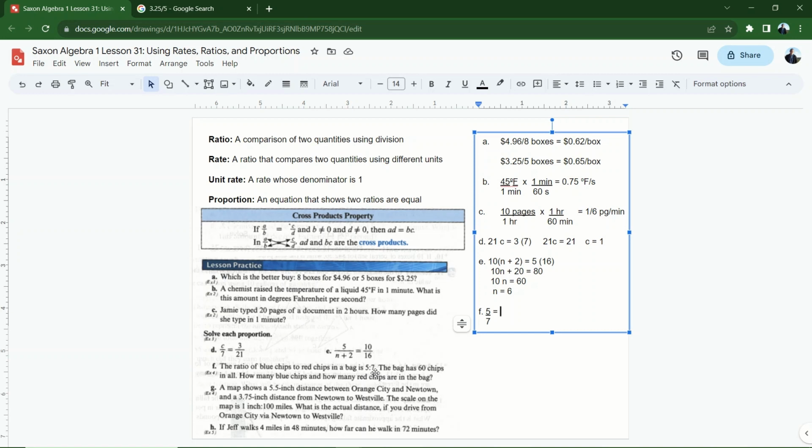5 is blue, 7 is red, okay? So here's what we're going to do on the other side. We're going to say that this equals the number of blue chips, because 5 was blue, okay, over, now I could put an R on the bottom here for red chips, but that's not very useful. Instead, what is the number of red chips? Well, if there's 60 chips total, it's going to be 60 minus the number of blue chips, 60 minus B. Does that make sense? So now I've got everything in terms of B, and I can actually solve for B.